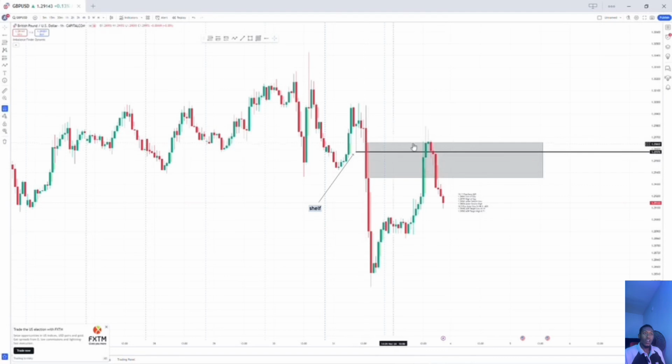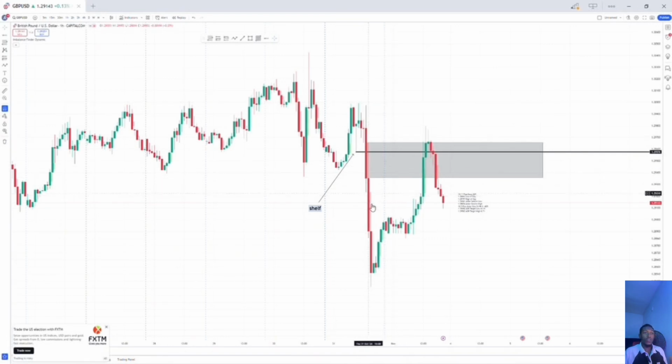You could have taken this trade, you put your sell limit order here, SL above the very candle that caused the fair value gap. Always put your stop loss at the very candle that caused the fair value gap. So this is a bearish scenario. You understand? This is a bearish scenario.